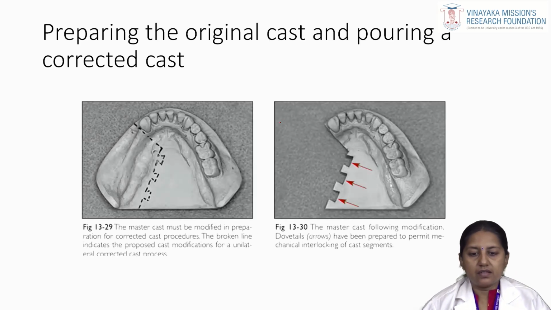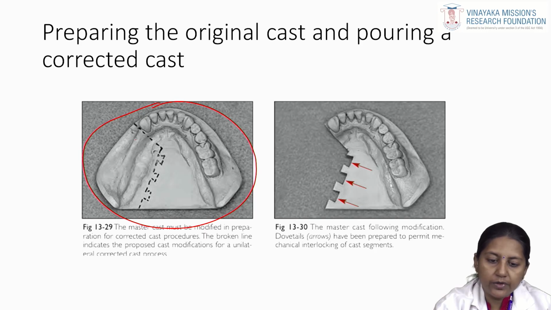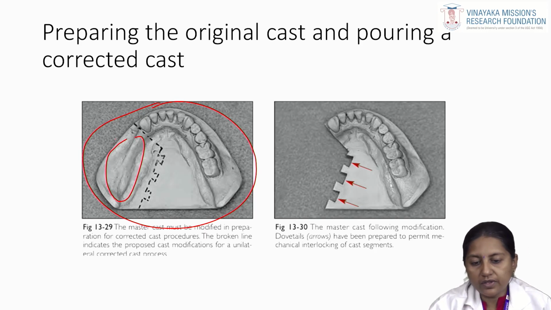Okay. And these are the steps in preparing the original cast and pouring a master cast. A master cast is made from a single impression. Now you are going to record this in a functional form, so you are going to have a new cast. You remove this portion, and after this it will look something like this.